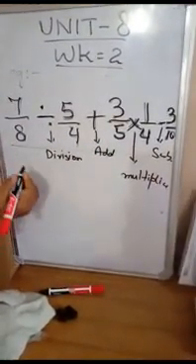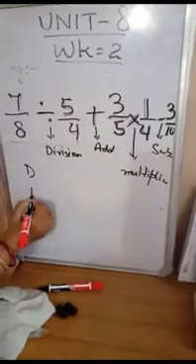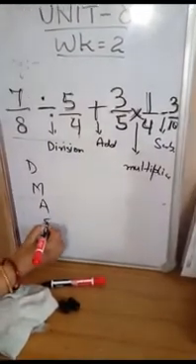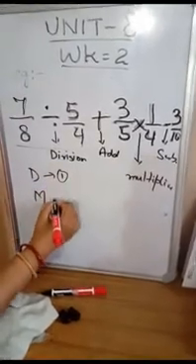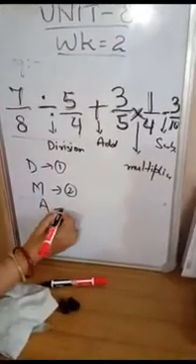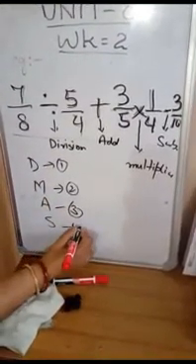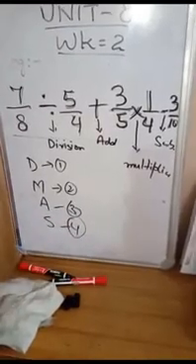So here we will use the rule DMAS. Firstly we have to solve division, in first position. Second is multiplication, third is addition, and at last it is subtraction.